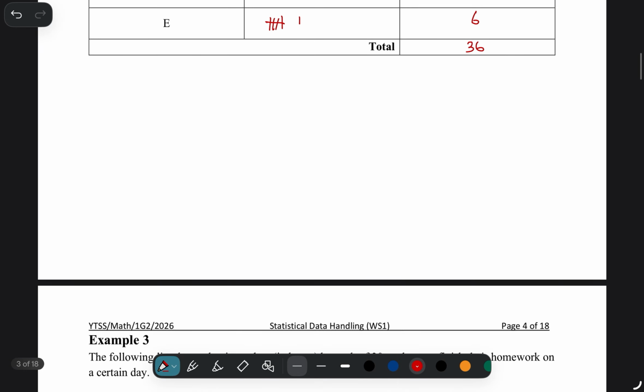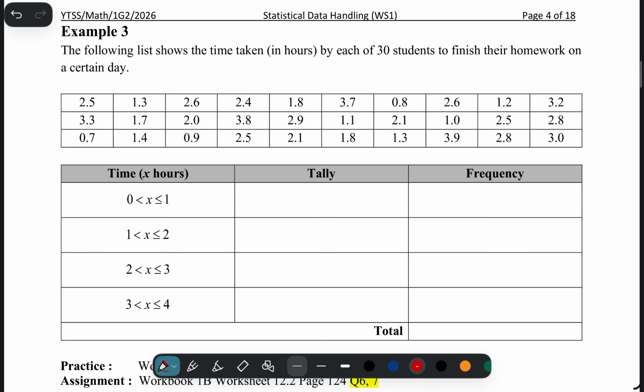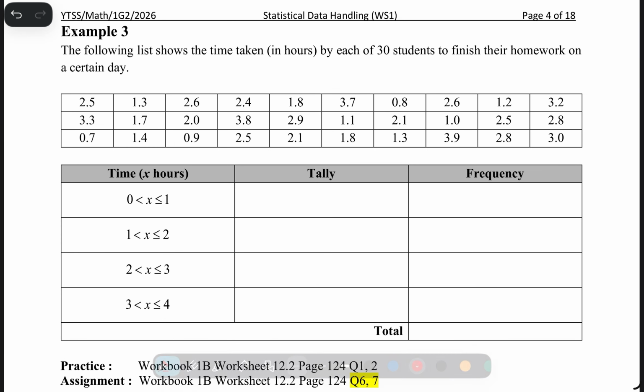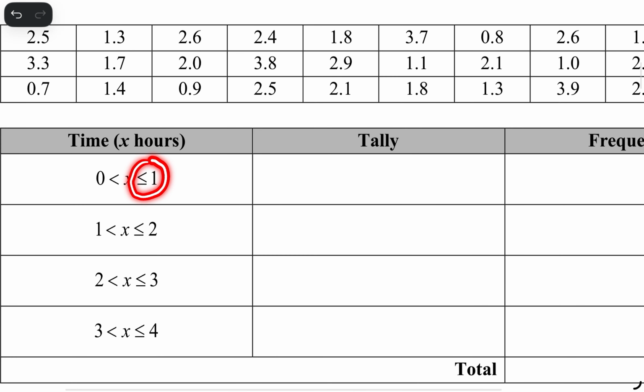Okay, let's now move on to example number 3 on page 4. Likewise, here I'm given the time taken by each student to finish their homework on a certain day. So this is the number of hours each student takes to finish their homework. Now let's count. Whenever you have a number between 0 and 1, I put a tally here. If it's between 1 and 2, I put it here. This inequality sign means it includes the number 1. So if I have 1 hour, it goes under here. If I have 2 hours, it goes under here. Exactly 3 hours, it goes under here. And exactly 4 hours, it goes under here.